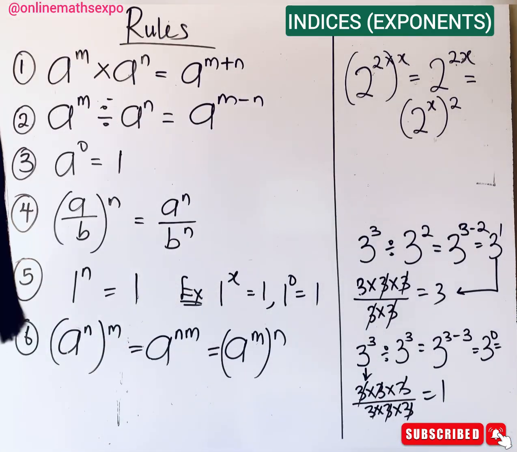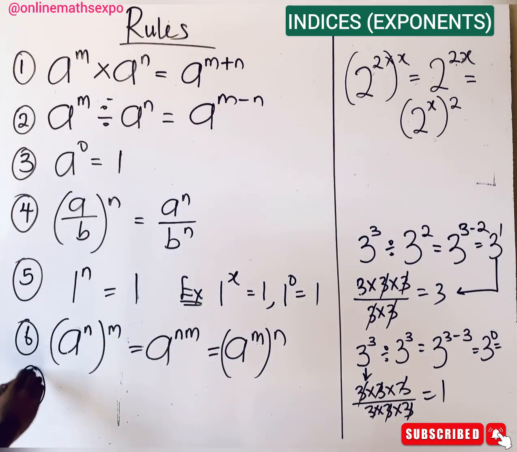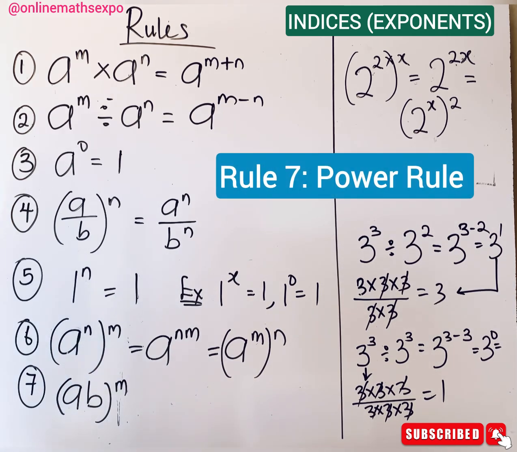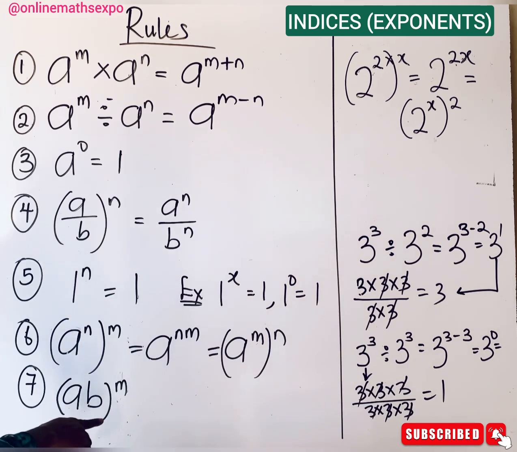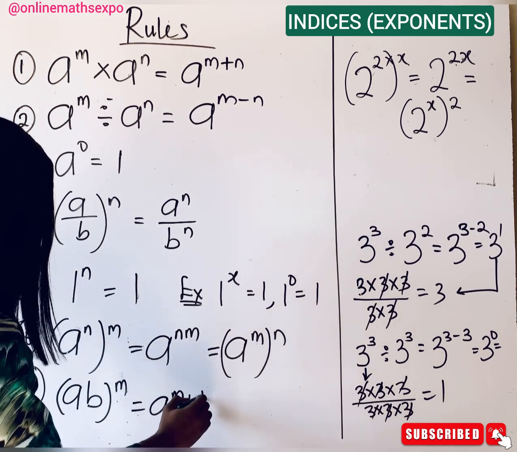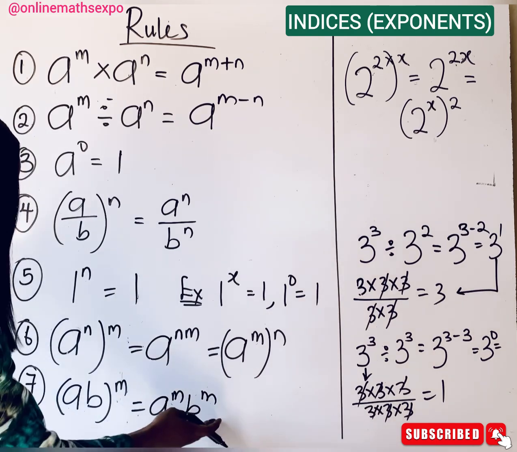Now let's get to the next rule, which is rule number 7. In that rule we have it, if you have ab raised to the power of m, what does this mean? It means that this power is going to affect the two numbers inside the bracket, still on the power rule. So we're going to have it, a will be raised to the power of m, and b will be raised to the power of m. So this is what you have.